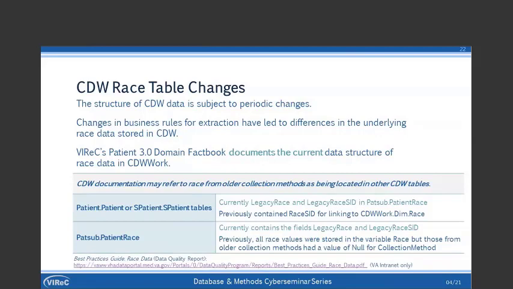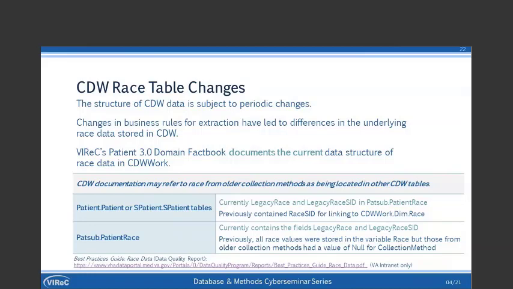But there have been a number of changes made to where race has been stored in the CDW data. The CDW data in general is subject to periodic changes, but race seems to have been one that's been changed more than other elements. And there have also been changes to the business rules for extractions that can lead to underlying differences in the data that we have. The current data structure, which contains the race variable and the legacy race variable in the PAT-sub.patient race table, is documented in VIReC's Patient 3.0 domain fact book. But we have other documentation on race and ethnicity, and they will show what is currently the legacy race variable as being stored in different locations.